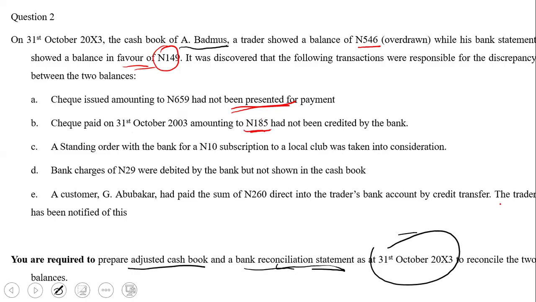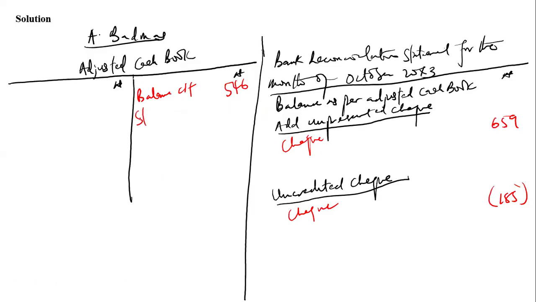Standing order, bank charges, all these are not in the cash book. So standing order is an expense, bank charges an expense. Go back to our accounting process. When expenses occur, what happens to our assets? Our assets will reduce. It means that you are paying money. Let's take them one by one. Standing order and bank charges, 10 and 29 respectively.